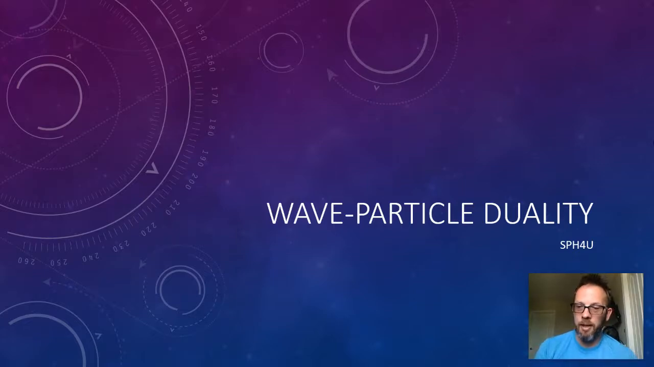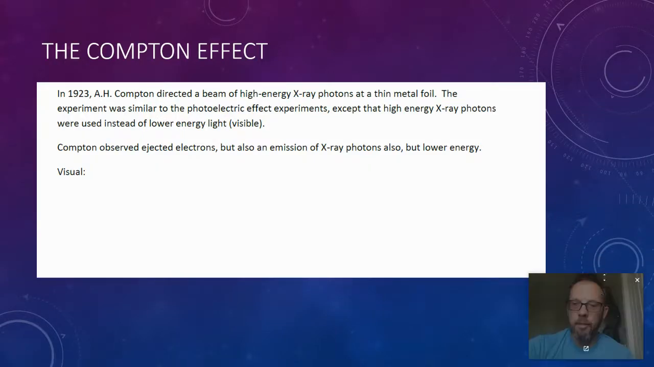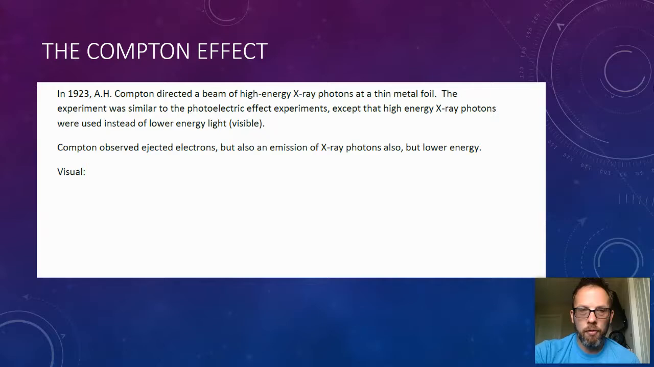All right, let's get started. We're going to start by talking about the Compton effect. So right now, we've kind of established that we can think of light as both a wave and a particle, and that particle we call a photon.